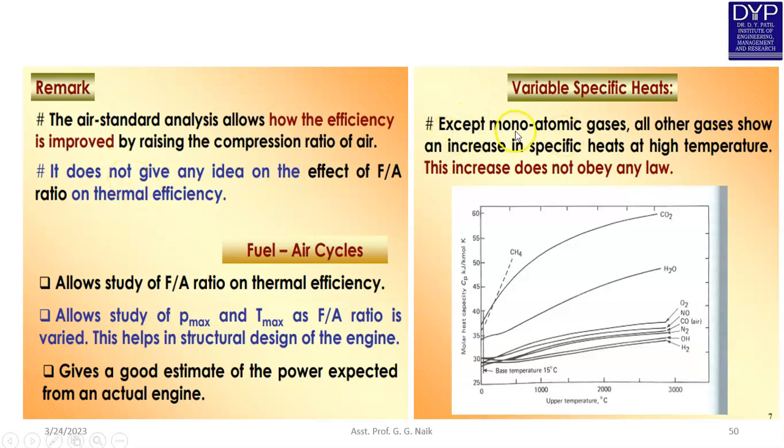Except for monoatomic gases, all other gases show an increase in specific heats at high temperature. This increase does not obey any law. If you see in this particular diagram, you can easily see that the molar heat capacity, that is Cp, is increasing with the temperature. But actually there is no specific law for this. There is no specific relation between the temperature and the specific heat.